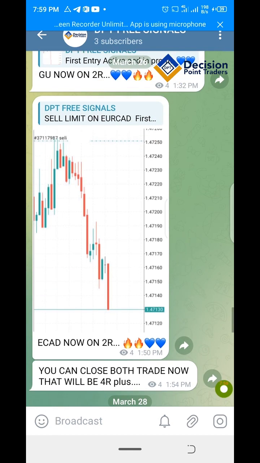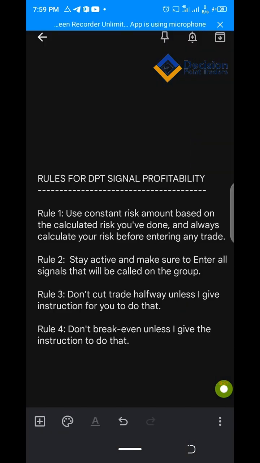In fact, at the time when I asked them to close this, I think 2 of them were above 2R, not just 2R exactly. They were actually around 2.3, 2.4. So then I asked them to close. That's why I said it will be 4R plus. So that is an instance where I can ask you to close a trade. Make sure you follow instructions. That is very, very important.